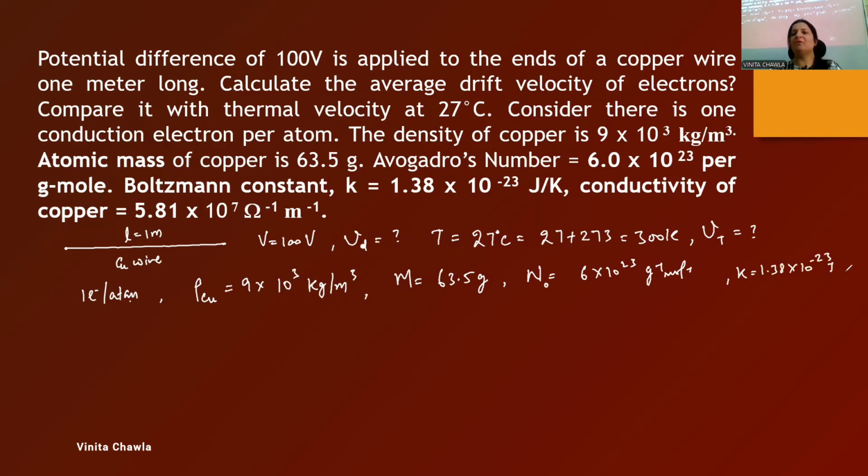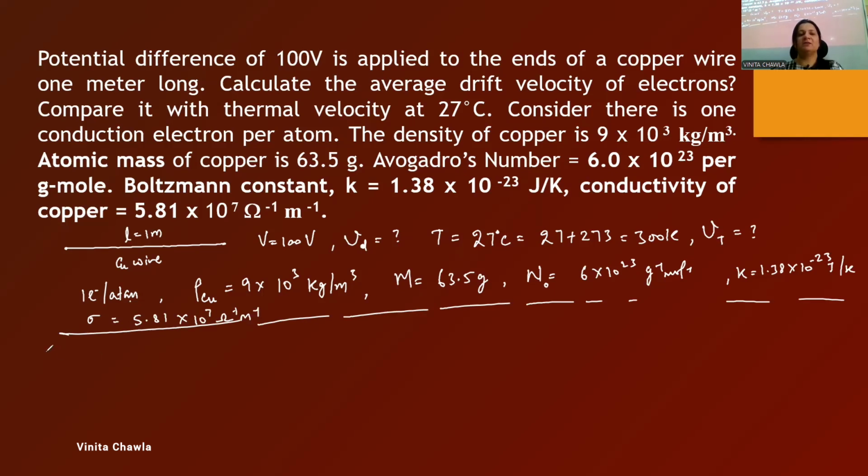You should learn their values. Even if they are not given, you should know them. Conductivity of copper is sigma. Sigma is given. It is 5.81 into 10 raised to the power 7 per ohm per meter. These quantities are given to you. What we have to find is Vd and Vt, thermal velocity and drift velocity.